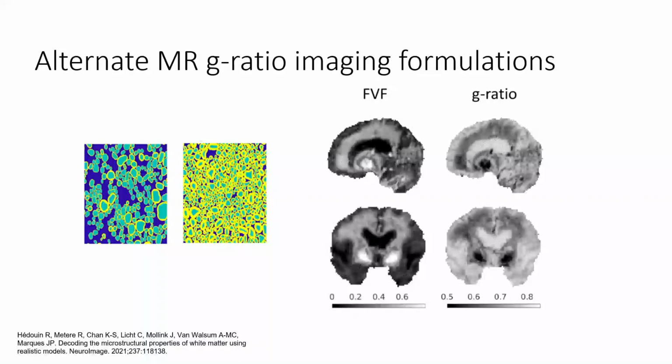Taking it another step further, Jose Marques will talk about this at the end of the symposium, but it's been shown that the signal is better described by more realistic axon geometries, and he has used a machine learning framework to dissociate the fiber volume fraction from the G ratio using the GRE signal again.